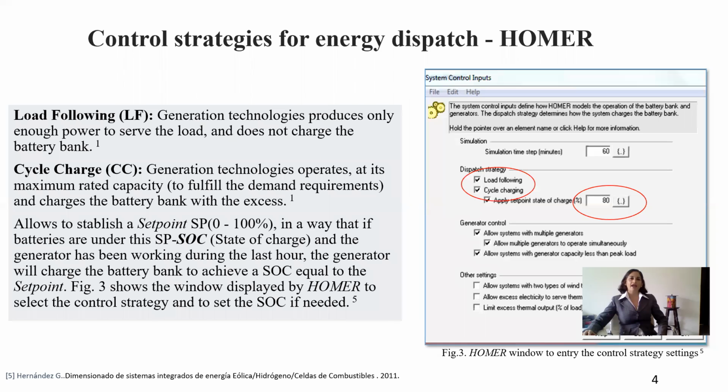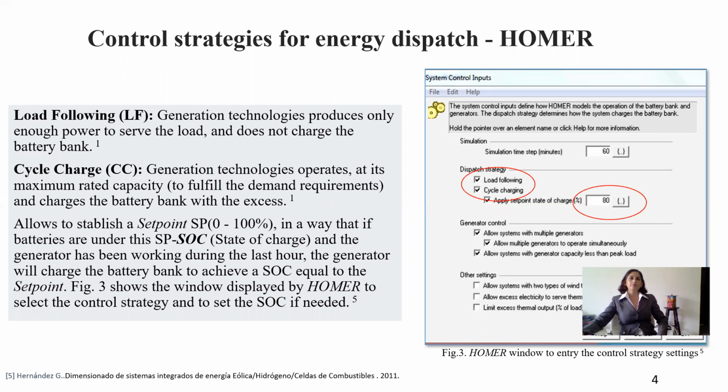Control strategies for energy dispatch, HOMER. Load following: the generation technologies produce only enough power to serve the load and do not charge the battery bank. In the cycle charge, the generation technologies operate at their maximum rated capacity to fulfill the demand requirements and charge the battery bank with the excess.